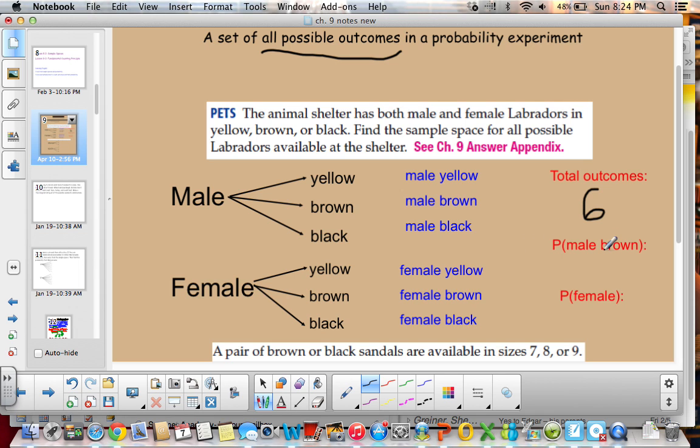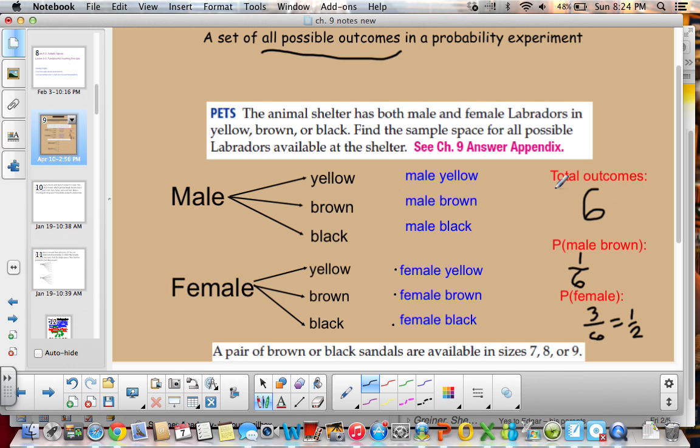The probability of picking a male brown is, well, there's only one option with male brown, but there's 6 options, so the probability would be 1 out of 6, or 1/6. The probability of picking a female, well, there's 3 options that include a female. It doesn't say what color, so that would be 3/6, which equals 1/2.